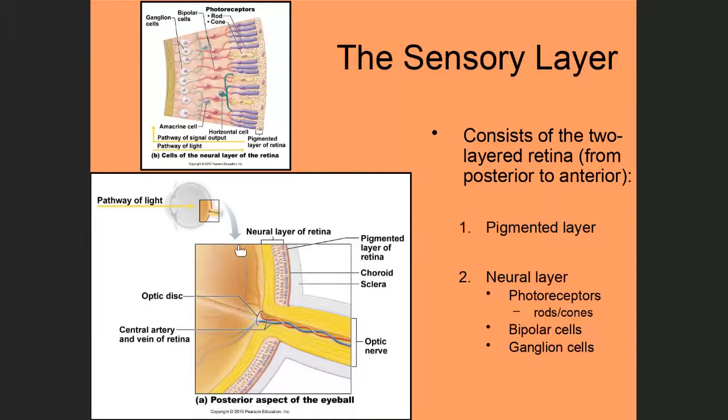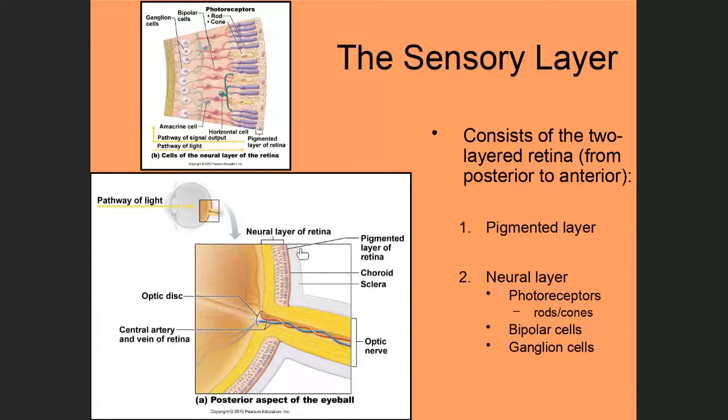So if you look at this picture here, again, we've got a sagittal section of an eye similar to what we saw on the last slide. The artist has taken a segment of the back of the eye that includes the neural layer, the retina, and they've magnified it much more highly. So you can see that here.